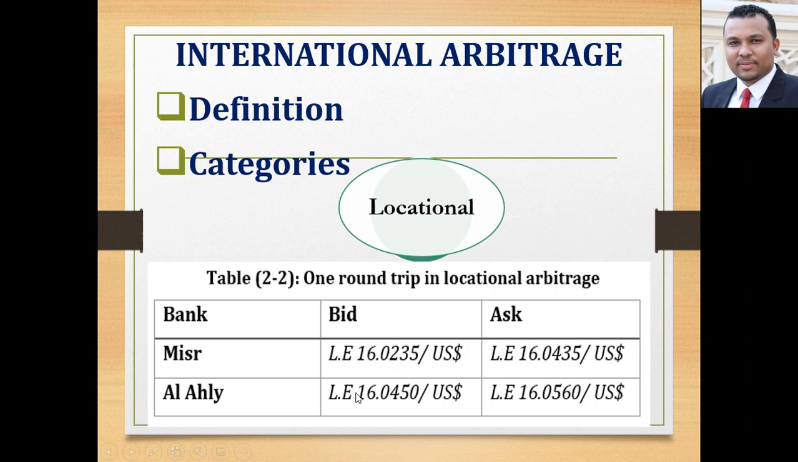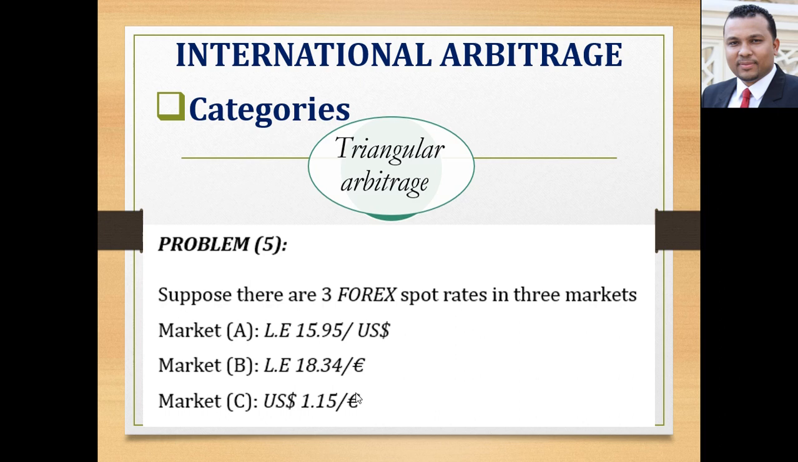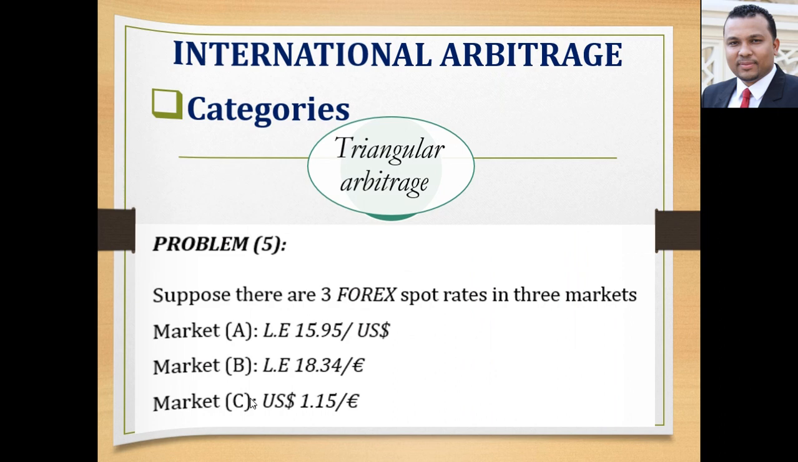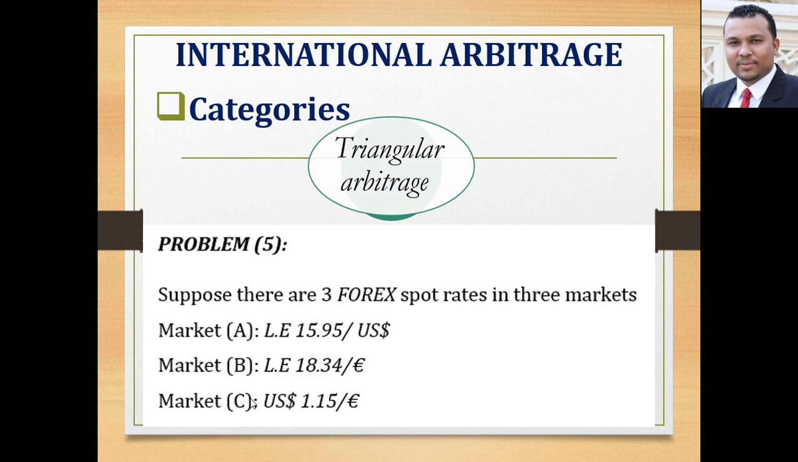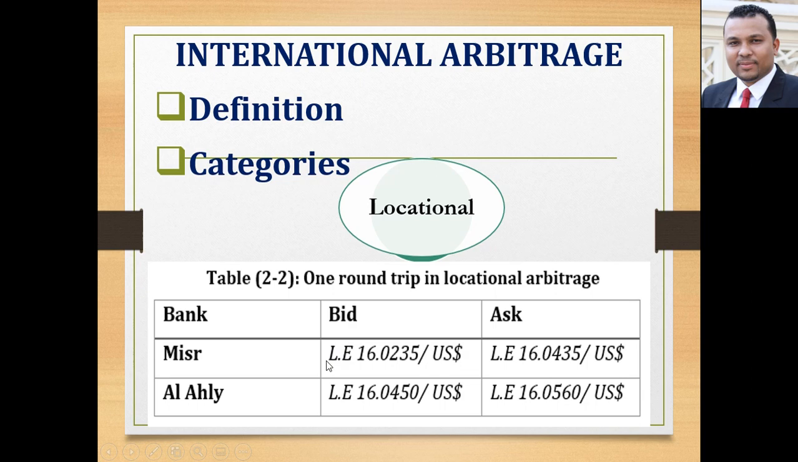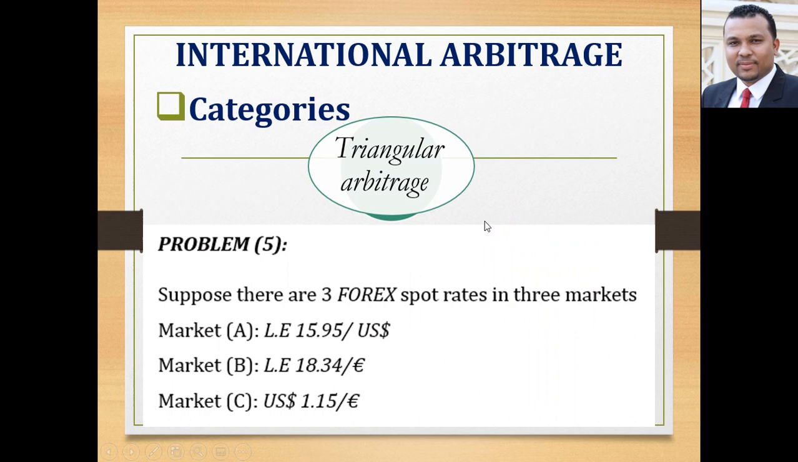The second category of international arbitrage is triangular arbitrage. What is the difference between locational and triangular arbitrage? In case of locational, how many markets? Only two markets. In the last example, two markets. But in case of triangular arbitrage, we talk about three markets. So, how many currencies? In the last, we talked about only two currencies, Egyptian pound and US dollar. In case of triangular arbitrage, Egyptian pound, US dollar, and euro. Three currencies in our case.